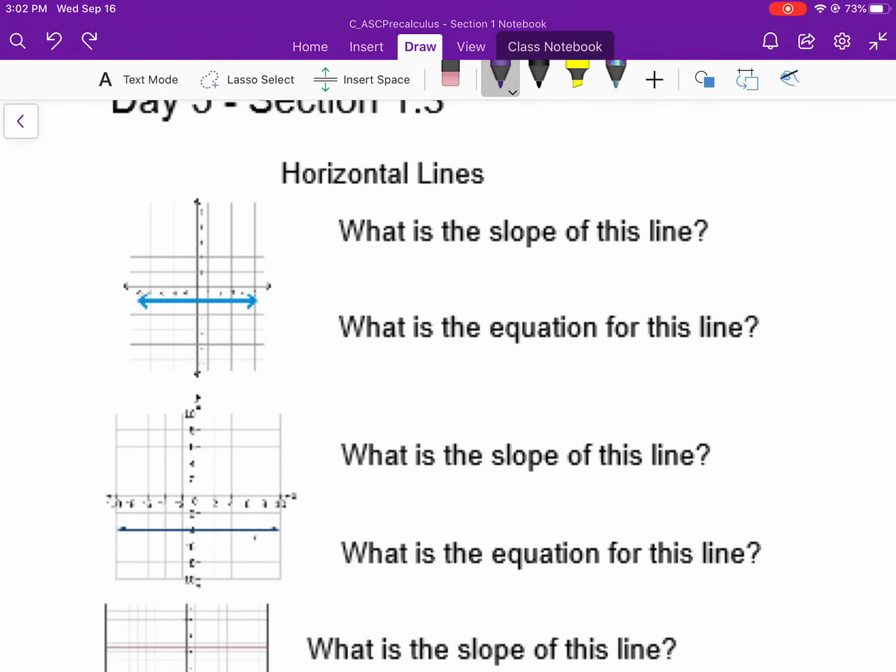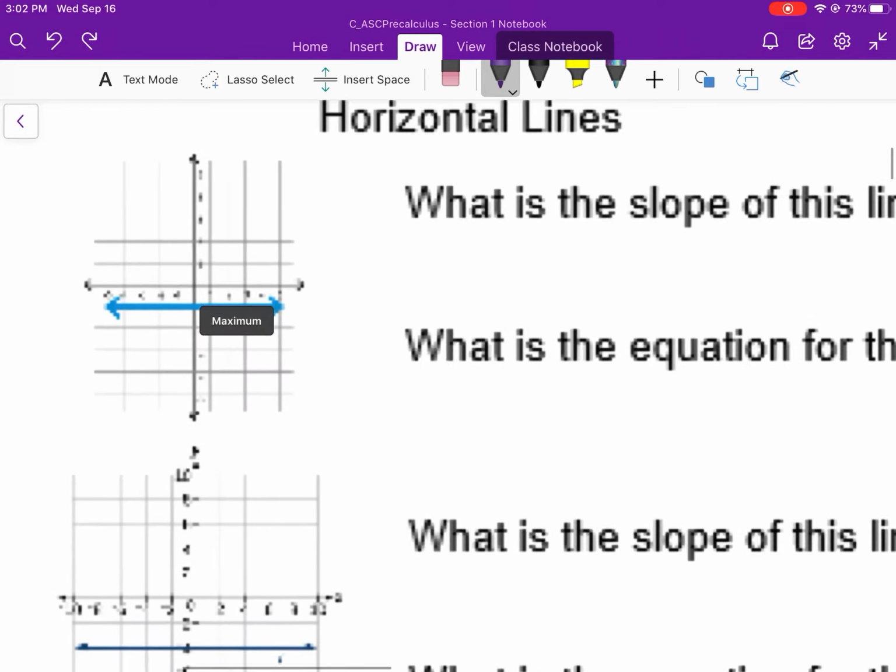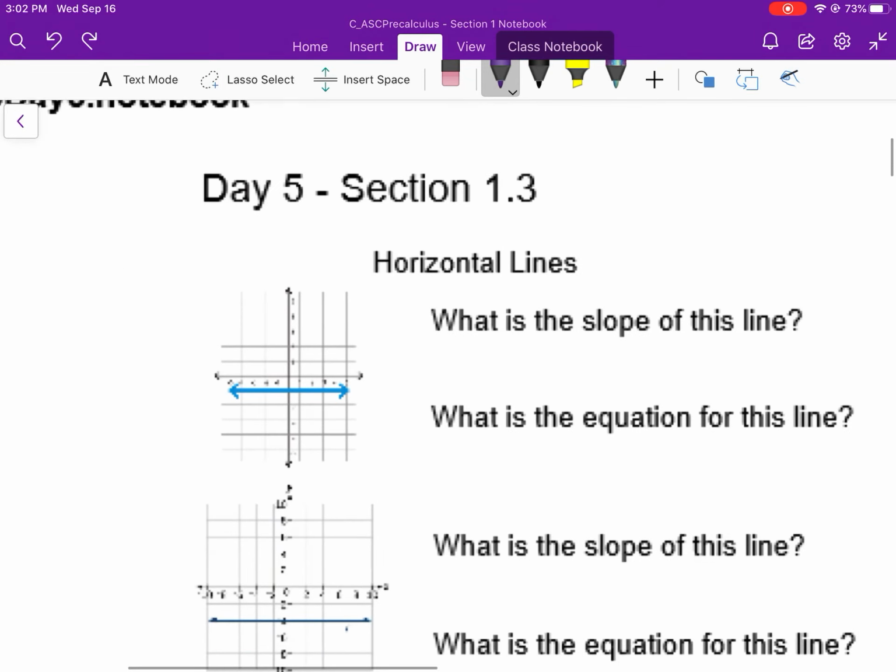All right, so we have three things to talk about today. We have slope, we have horizontal lines, and we have vertical lines. If I look at this line here, the blue line, I'm sorry you can't see all the other things. What is the slope of that line? When we have horizontal lines, what is the slope of any of those lines? And you're right, the slope is 0 because it doesn't go up or down.